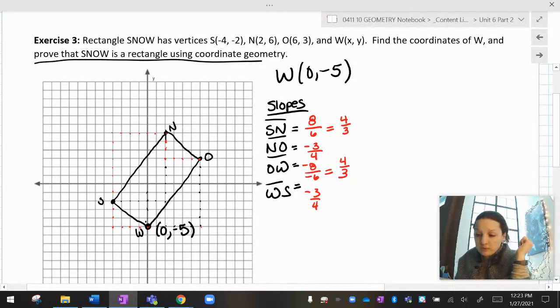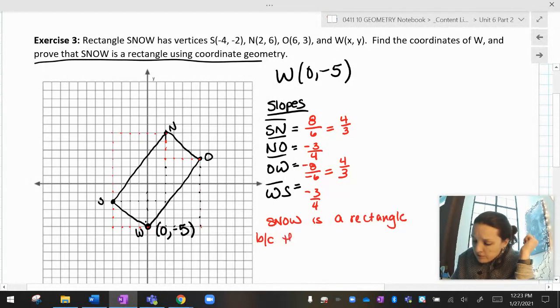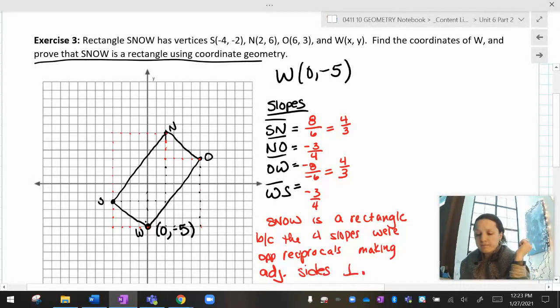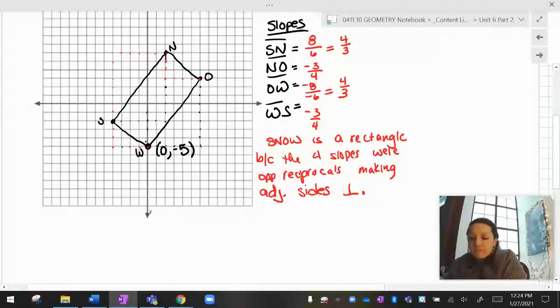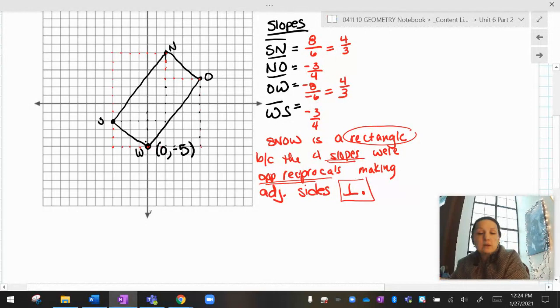I see opposite reciprocals. So SNOW is a rectangle because the 4 slopes were opposite reciprocals, making adjacent sides perpendicular. And that is it, my friends. Do I have the 3 parts? What is it? What formula did I use and what did it show me? And what does that mean?